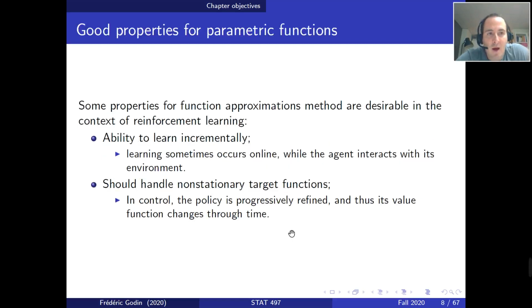Okay, so first we said V hat can be many things. It could be a neural network, it can be linear functions, it can be polynomial functions or many other things. But we must ask ourselves what would be suitable choices for this. The parametric approximations we will consider should have the following properties if we want to use them in a reinforcement learning setting. So first, parametric functions we choose should provide the ability to learn incrementally.